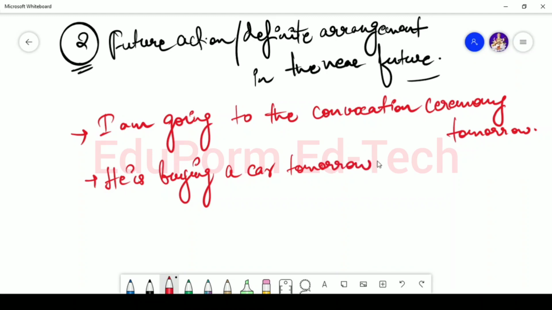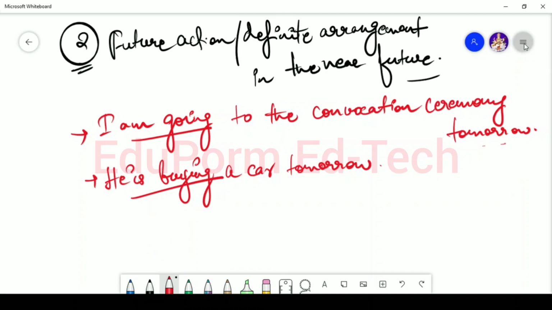Okay, in these two examples, the first example says I am going to the convocation ceremony tomorrow. So this is a definite arrangement which is going to take place in the near future, that is tomorrow. In this case, present continuous tense is used. In the second example, he is buying a car tomorrow. It is also defining a future action or a definite arrangement in the near future. Means what he is going to do tomorrow is he is buying a car tomorrow. So is buying is the present continuous form of tense.